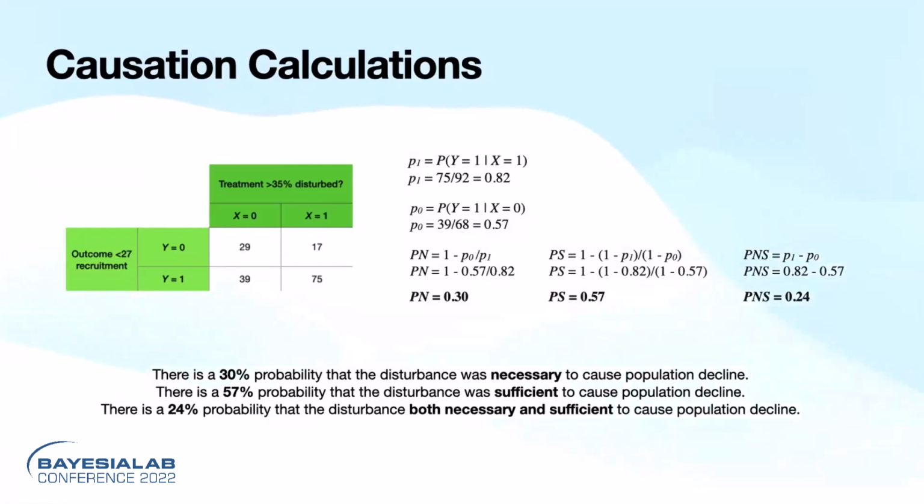And the probability of sufficient causation is higher because most of the highly disturbed ranges were in decline, 75 out of 92 here. And so I think that this actually sets us up in a much stronger way than if we're just looking at that single relationship.